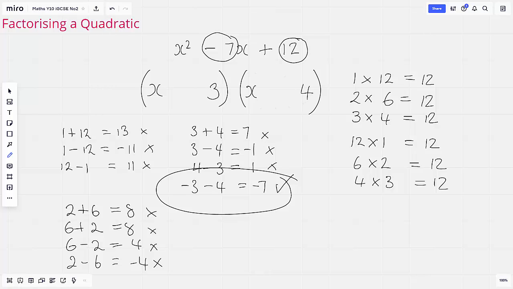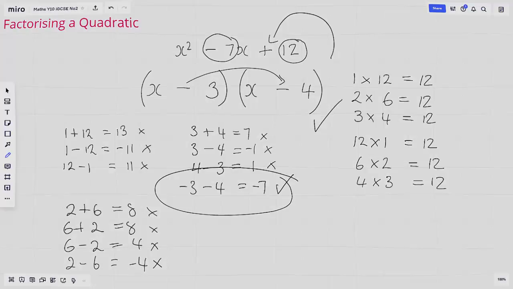3 times 4 will give us the 12, but we need a negative 7. So we need a negative 3 and a negative 4, and fortunately a negative times a negative will give us a plus. So our solution is x minus 3 multiplied by x minus 4. In other words, x minus 3 is one factor and x minus 4 is the other.